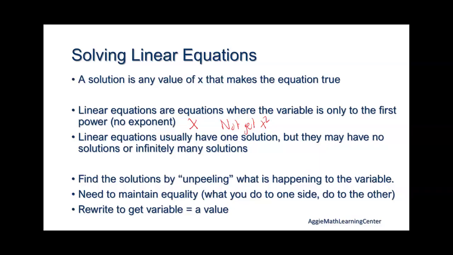To solve these, we're going to find the solutions by unpeeling what is happening to the variable. We need to maintain equality. So what you do on one side, you do to the other. If you add 5 on one side, you have to add 5 to the other side. And rewrite to get variable equals a value. So we're going to try to get x all on one side, solve for x, everything else on the other side.